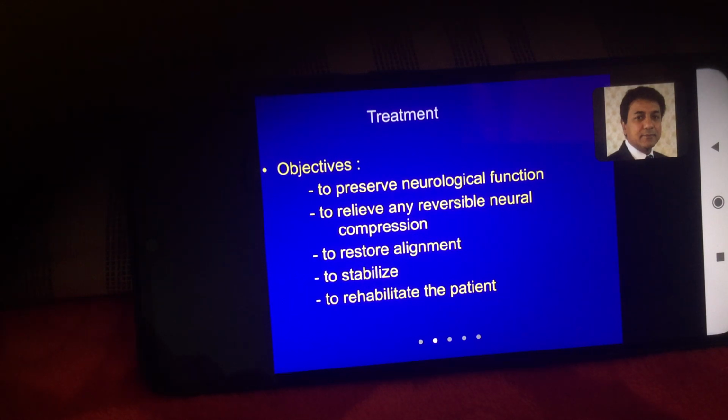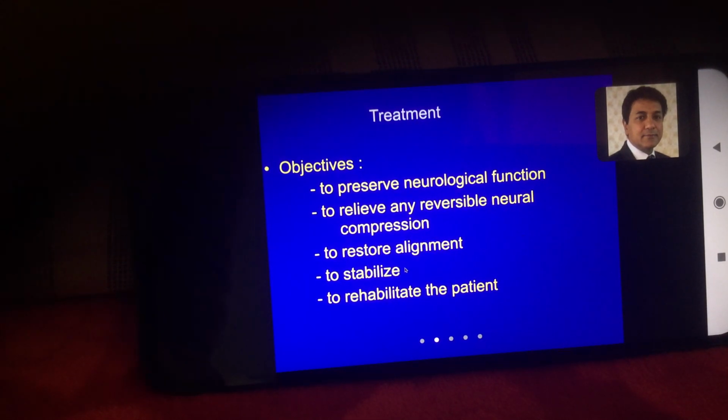This is the second goal. The third goal is to restore alignment. We have to make the spine alignment proper. If there is kyphotic deformity, gradually patient will develop back pain and late neurological deficit might occur. That's why spinal alignment should be maintained properly, and we have to stabilize the spine. If you don't stabilize the spine in unstable fracture, initially nothing happens, but when patient stands up and starts walking, then gradually body will shift and neurological deficit might occur.